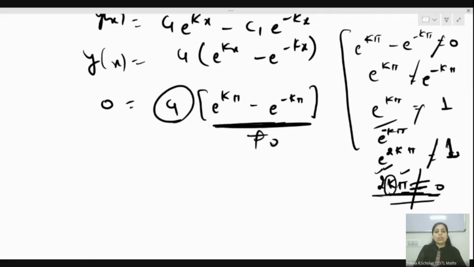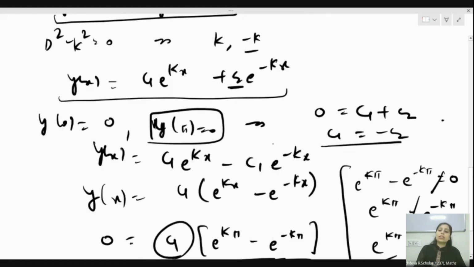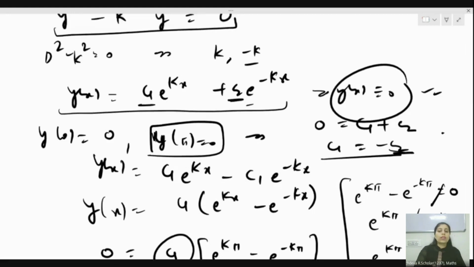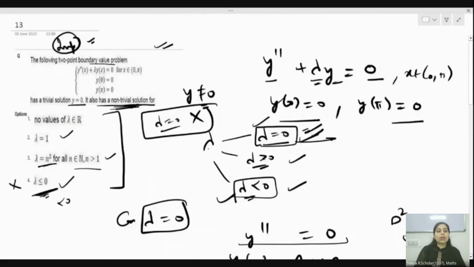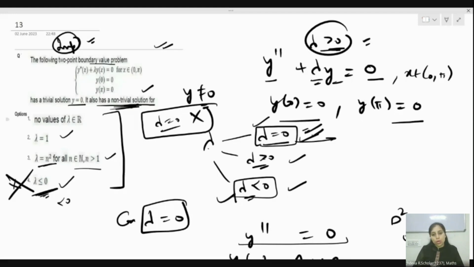The only option is to take c1 equal to 0. And if c1 is 0, then c2 is automatically 0. c1, c2 both 0 will give you again a trivial solution. We have no interest in a trivial solution; they are asking about a non-trivial solution. So the only option we are left with is lambda greater than 0. If this is true, the fourth option is cancelled out. Then options second and third can be true, but the first will be cancelled because the first is saying no lambda belongs to R.